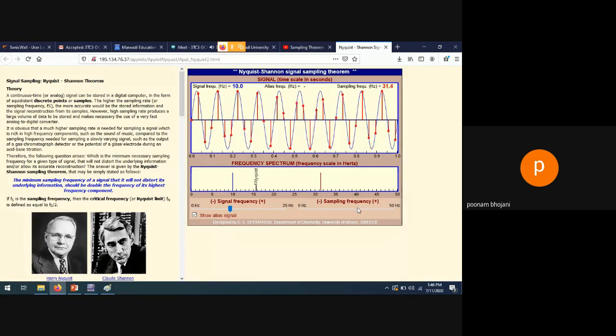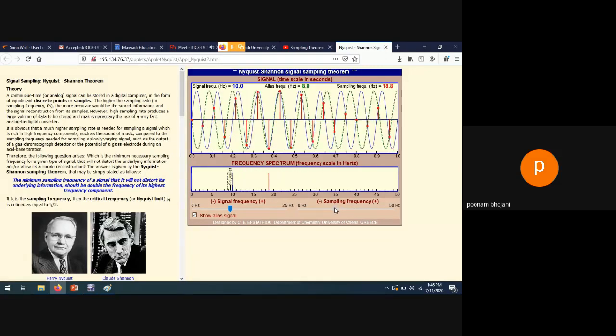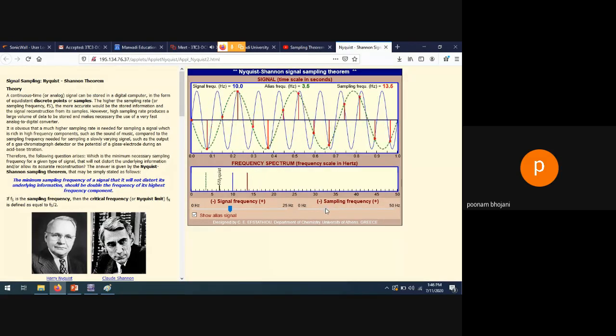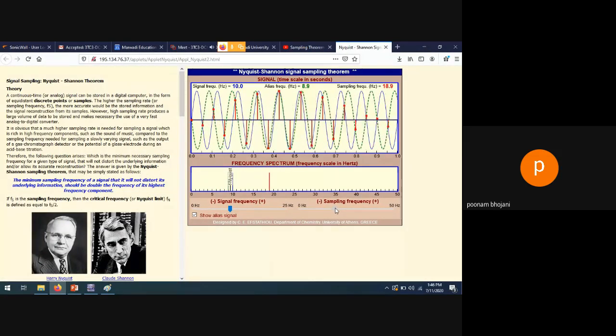But the problem is there are so many samples, and you don't need this many samples. So keep it as minimum as possible. And the other thing you have to take care of is that the signal should be reconstructed.